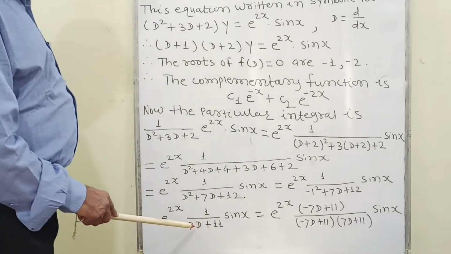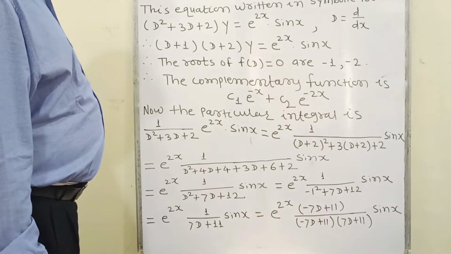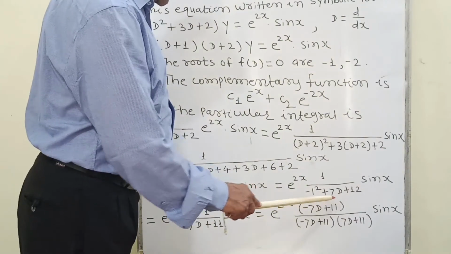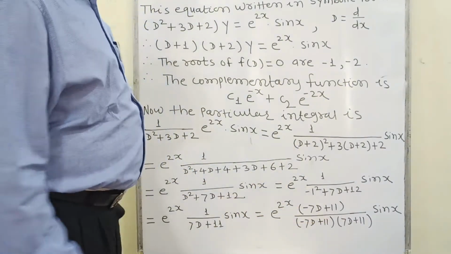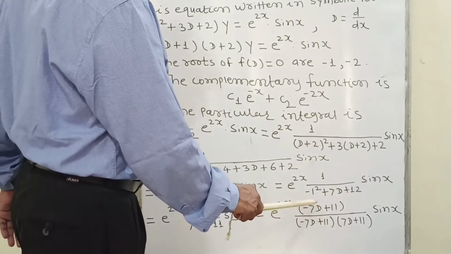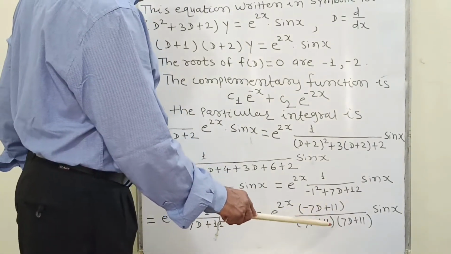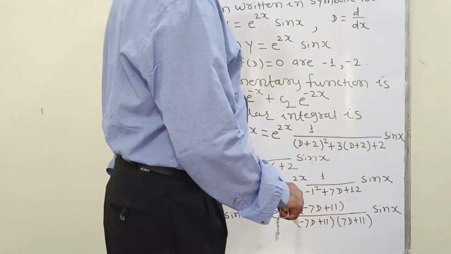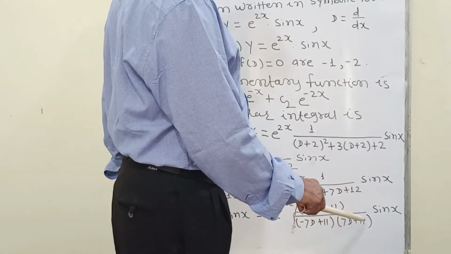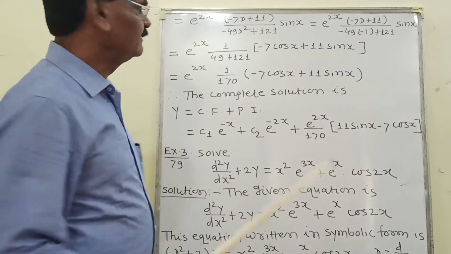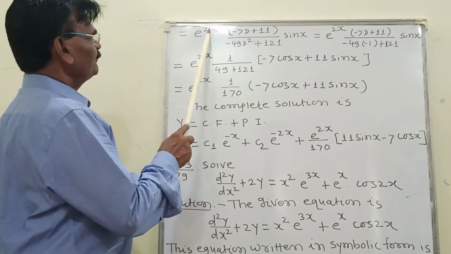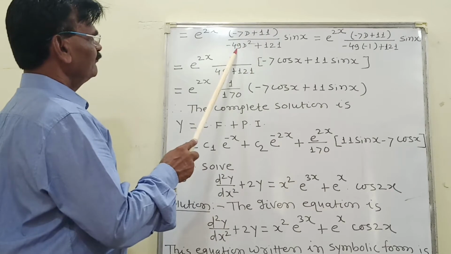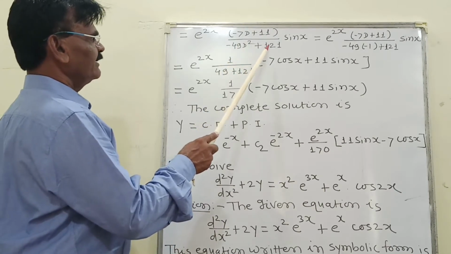So we want to remove D from the denominator and get D². That's why rationalizing this term, multiplying and dividing by (-7D + 11). So e^(2x) (-7D + 11)/((-7D + 11)(7D + 11)) sin x is equal to e^(2x) (-7D + 11)/(-49D² + 121) sin x.